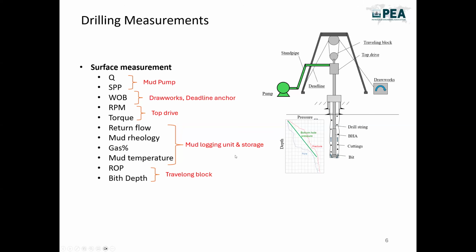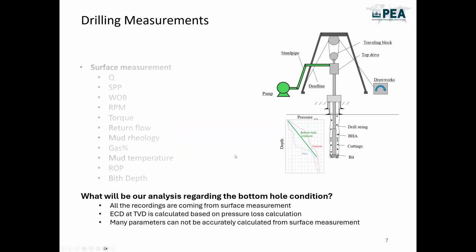When you collect all these data, the question will be, what would be our analysis regarding the bottom hole condition? As an example, one of the key parameters that we are monitoring all the time is ECD and bottom hole pressure, and we need to calculate them. The calculation happens through pressure loss, hydrostatic head, and all these formulas, but the input data is from the rig floor data collection.